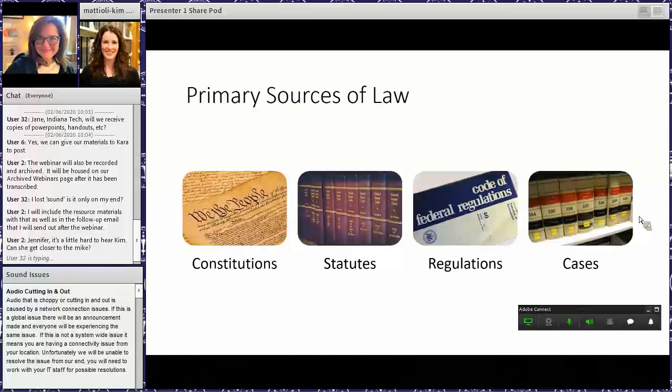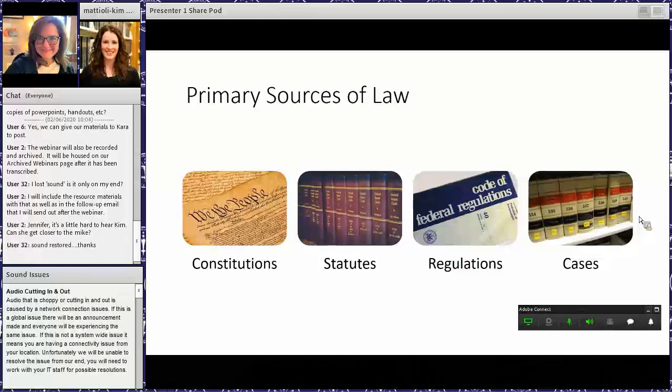I will go into more detail today about how cases are produced on both the state and the federal level and how they're published. Jennifer's giving me the thumbs up, so hopefully everyone can hear me now.